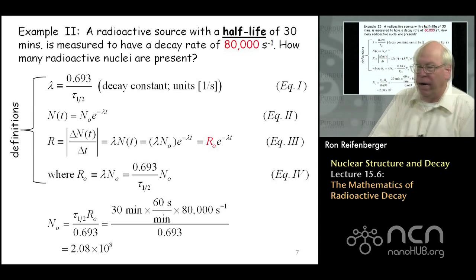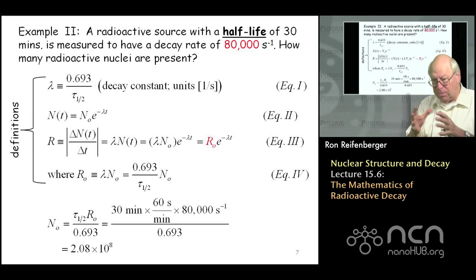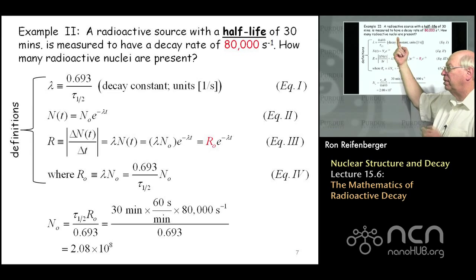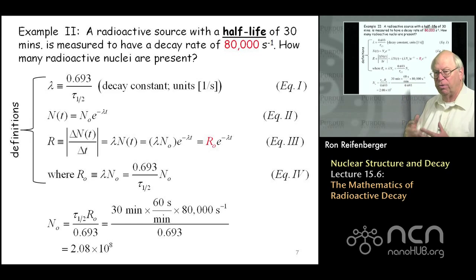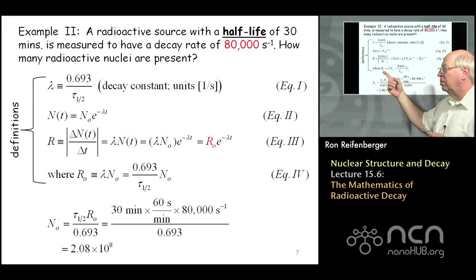And then we want to know how many radioactive nuclei are present in that source at this particular point in time. Well, the number of radioactive nuclei present at this point in time is this quantity N0, right? And we know the half-life, given as 30 minutes, so we can calculate the lifetime. What we're interested in is calculating N0, and what we're measuring at this point in time is R0, because we're measuring 80,000 decays per second. So 80,000 decays per second is equal to lambda times N0. What we just have to do is solve this equation for N0, and I work that out down here.